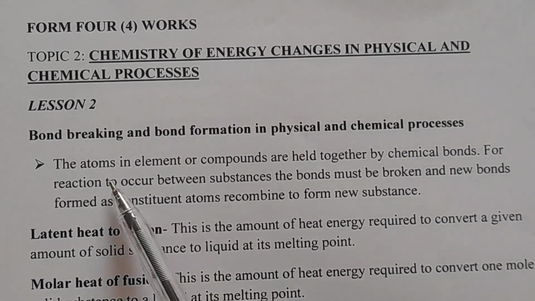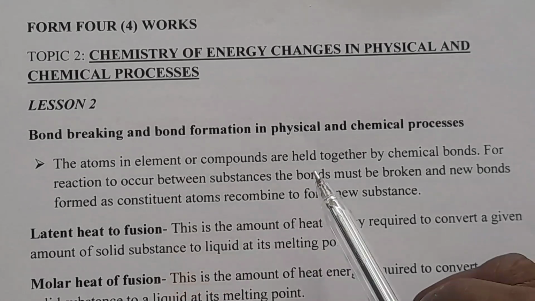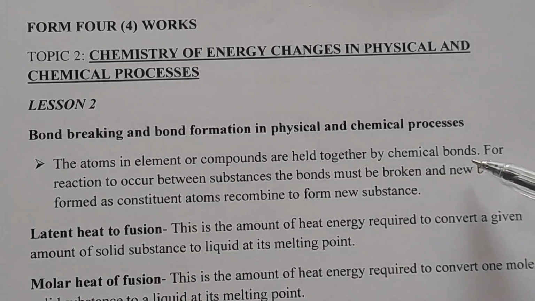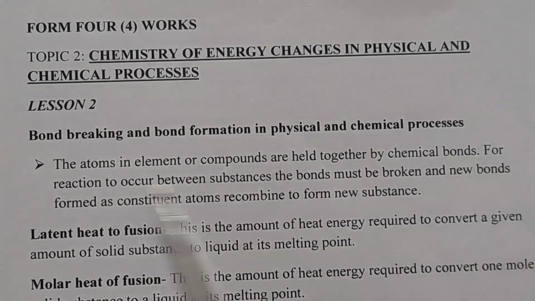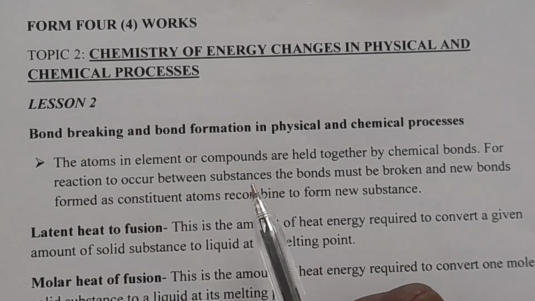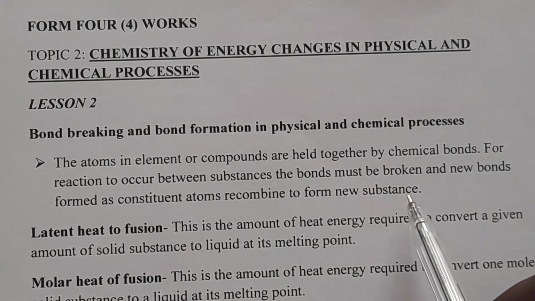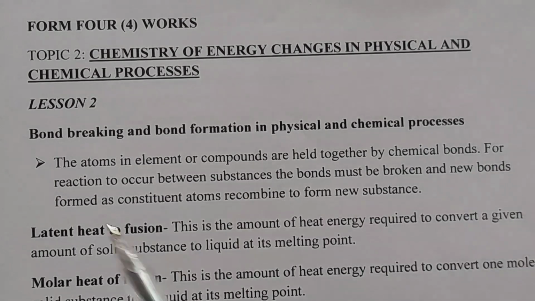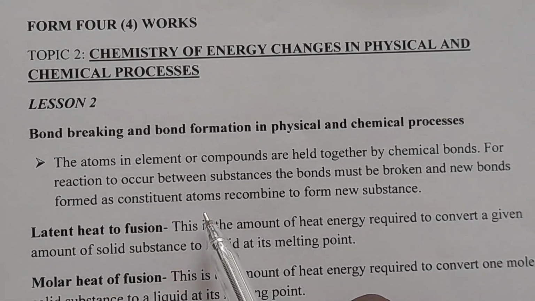The atoms in elements or compounds are held together by chemical bonds, and we are told that for a reaction to occur between substances, the bonds must be broken. New bonds are formed as the constituent atoms recombine to form a new substance.